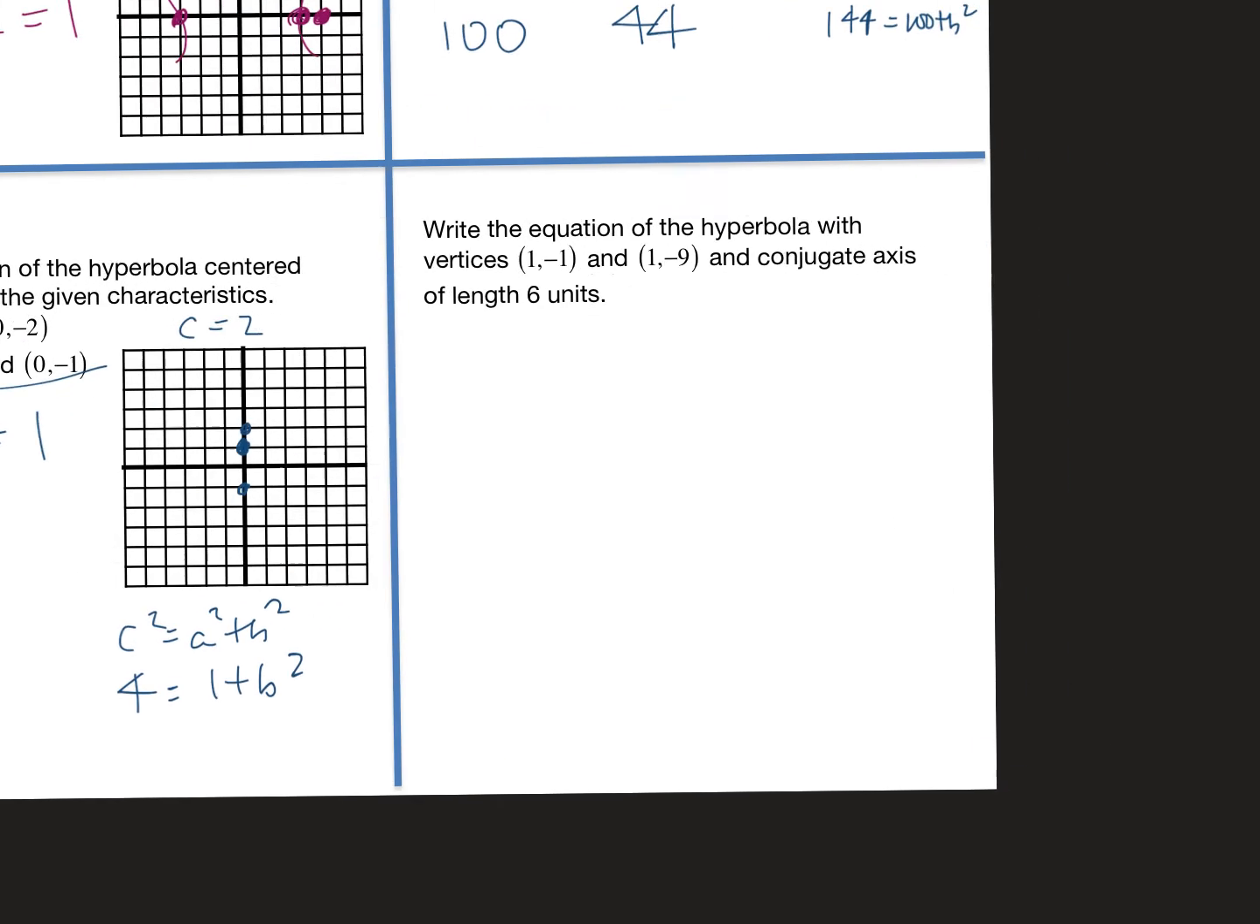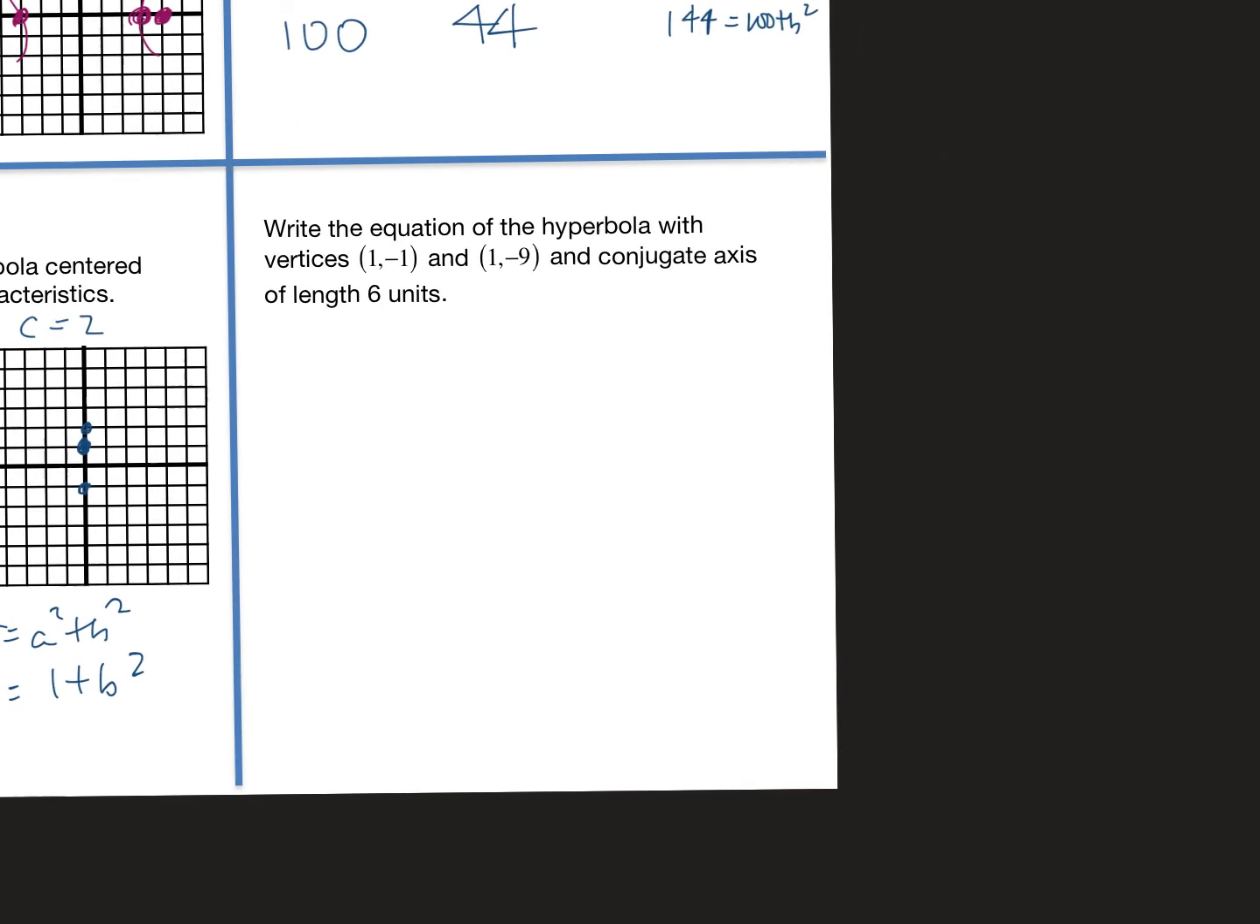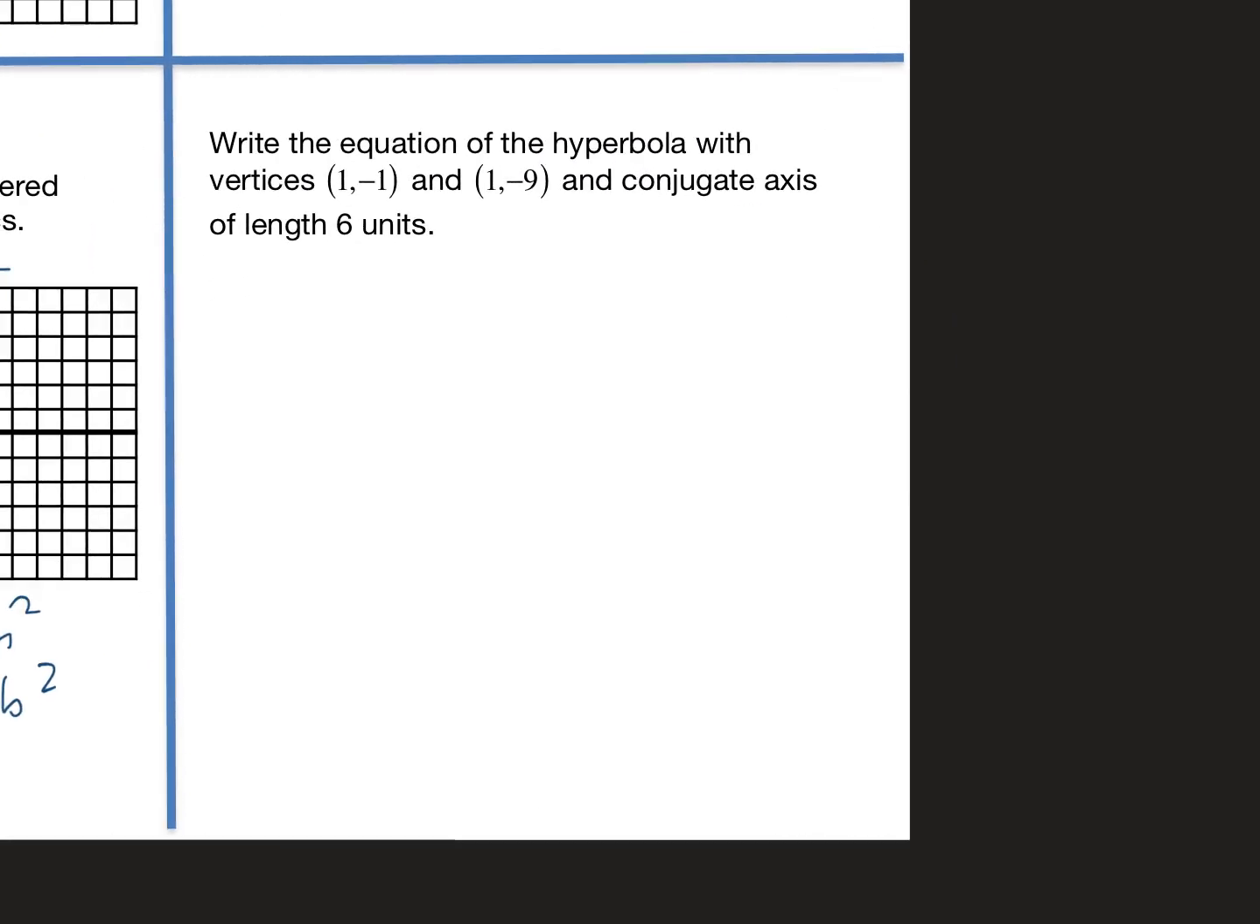All right, and the last example. Write the equation of the hyperbola with vertices at, okay, so let me draw again, quick picture. (1, -1) and (1, -9). So I've got center at (1, -5). Is that 4 away from each? Yeah, it is. Okay. And it opens up and down.